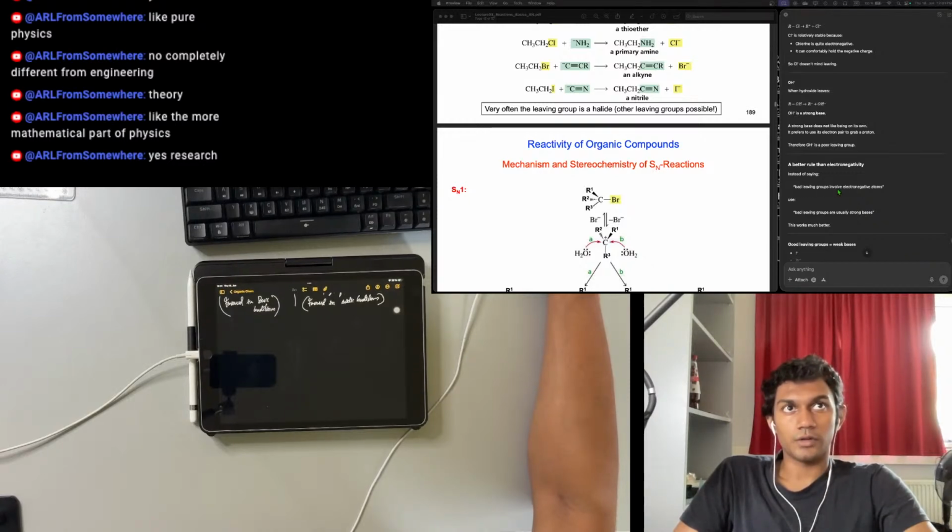Bad leaving groups involve electronegative atoms. Bad leaving groups are usually strong bases. This works much better.